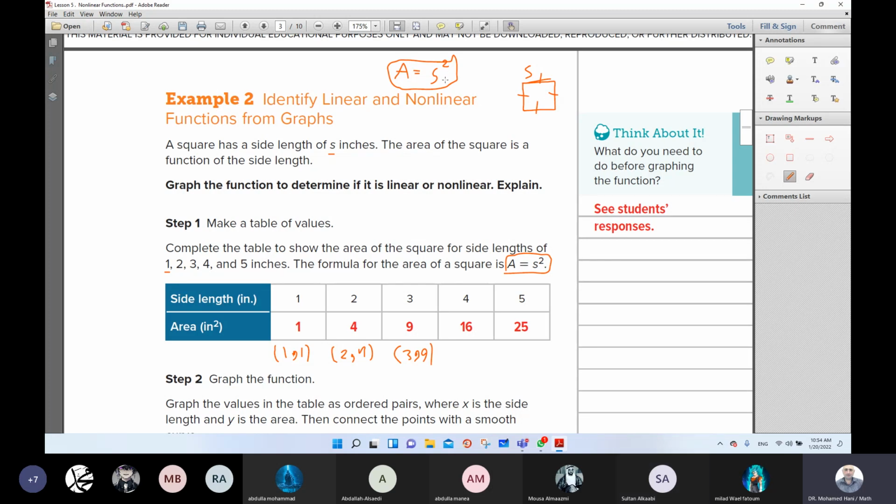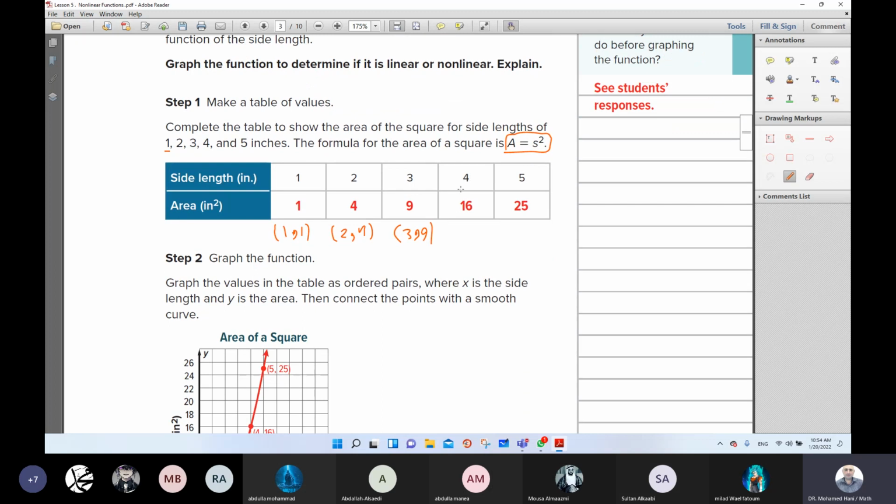Okay. So if the value is 4, put here 4 squared means 4 times 4 will be 16. So the point will be 4, 16. If the value of s is 5, 5 squared means 5 times 5 equals 25. So the point will be 5, 25.